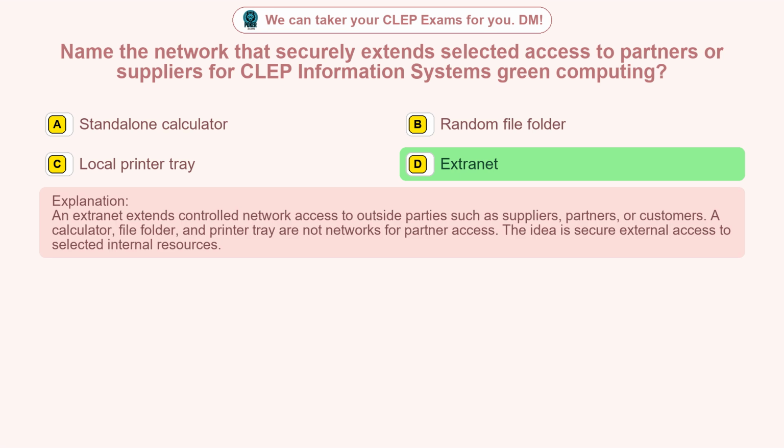An extranet extends controlled network access to outside parties such as suppliers, partners, or customers. A calculator, file folder, and printer tray are not networks for partner access. The idea is secure external access to selected internal resources.